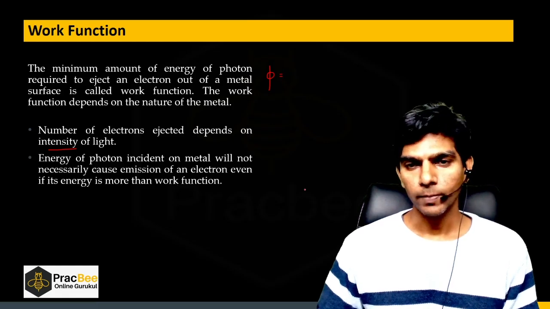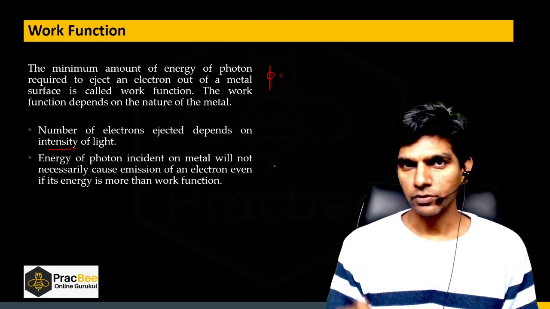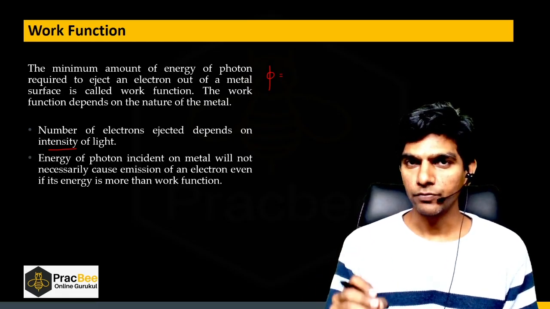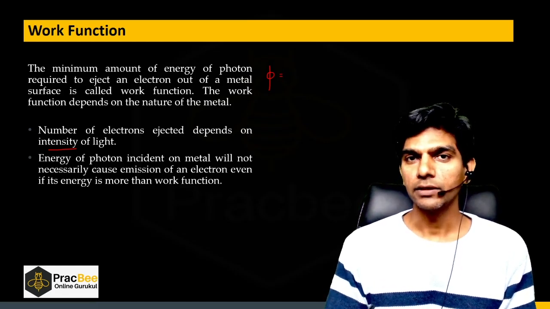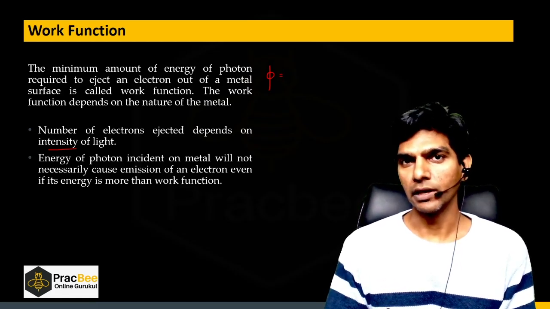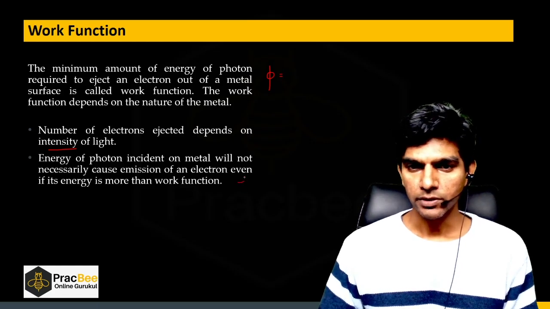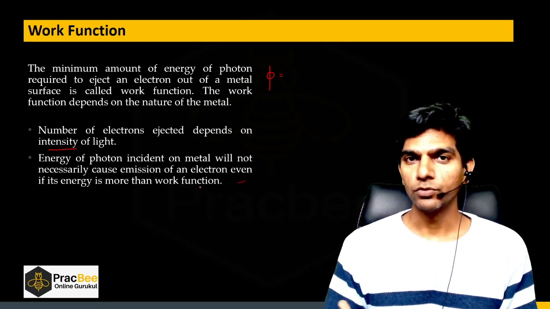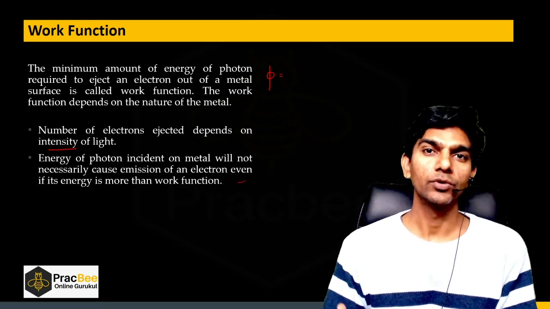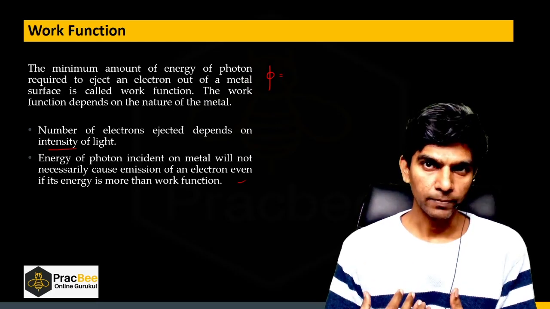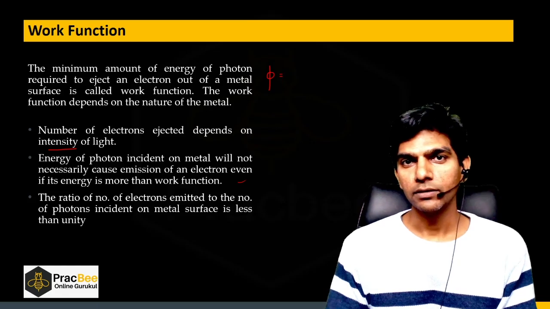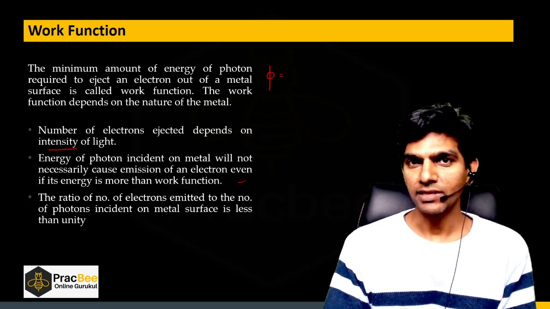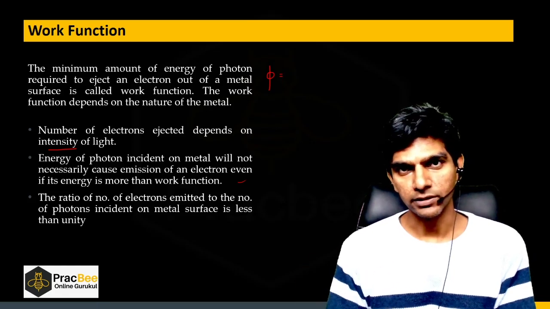So what does it mean? Suppose the photon has sufficient energy, but that photon is absorbed by an electron which is not loosely bonded. In that case, we will not be able to remove that particular electron. Okay, so do remember this. That's why the number of ejected photoelectrons is always less than the number of incident photons of sufficient energy. But if nothing is given in the question, you can assume that the number of photons incident is the same as the number of photoelectrons ejected.